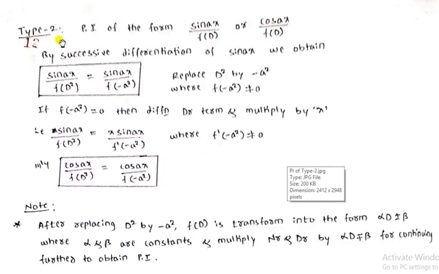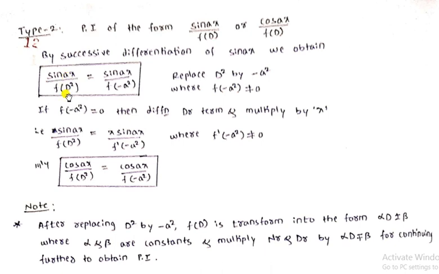Now, the second type of particular integral. If the particular integral is in the form of sin ax divided by f of D, or cos ax divided by f of D, then after successive differentiation of the sine or cosine function, the denominator becomes sin ax by f of D square. So in a trigonometric function, in the denominator we always replace this D square by the coefficient of x, that is a square.